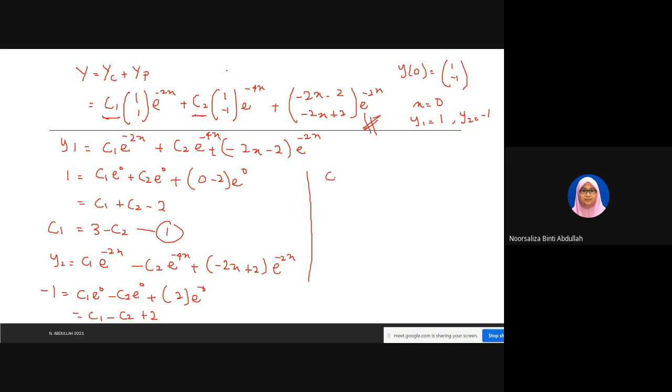So C1 equals C2 minus 3, equation number 2. Substitute equation number 1 into number 2, then you get 3 minus C2 equals C2 minus 3. Then 2C2 equals 6, so C2 equals 3. Then C1 equals 3 minus 3, which equals 0. So C1 equals 0, C2 equals 3.